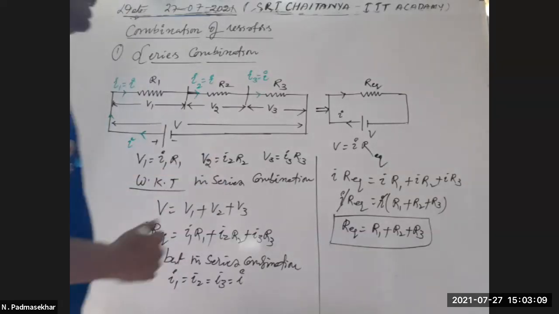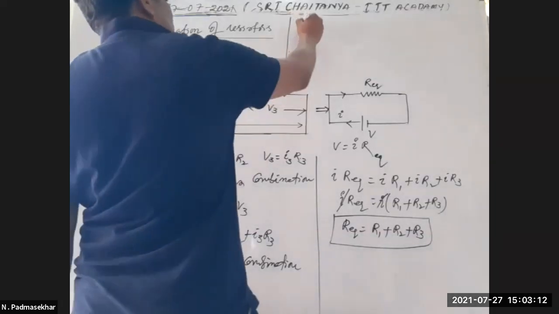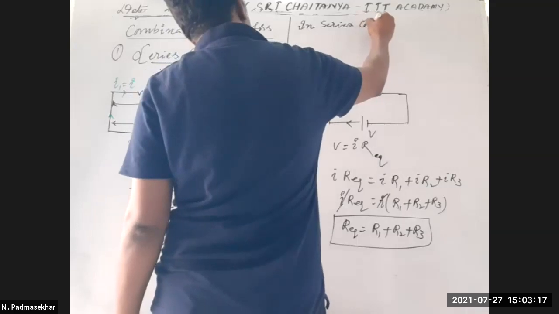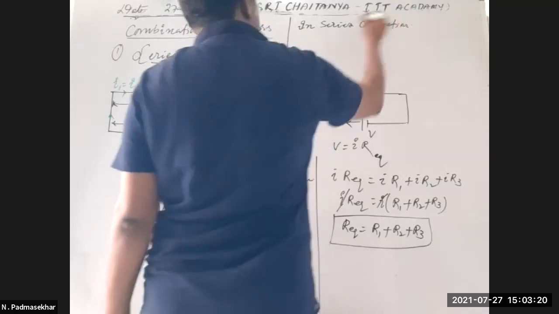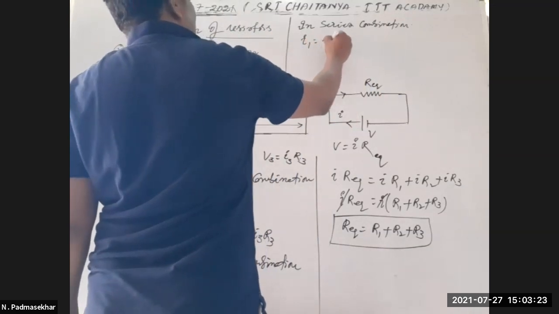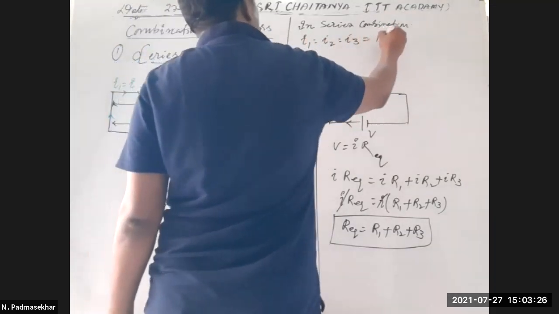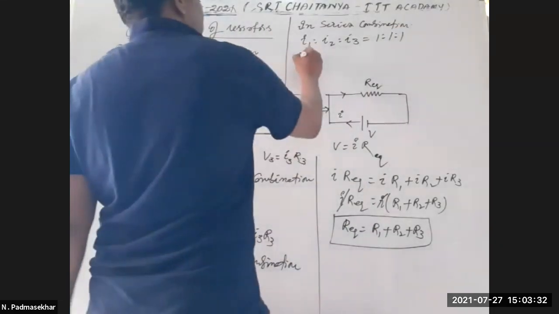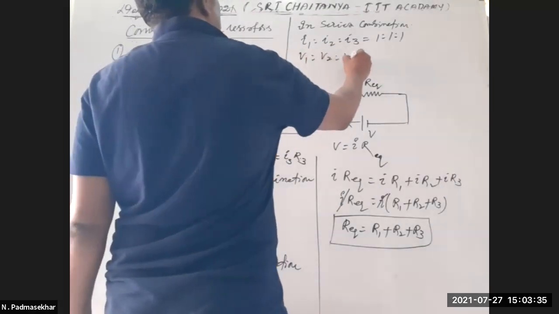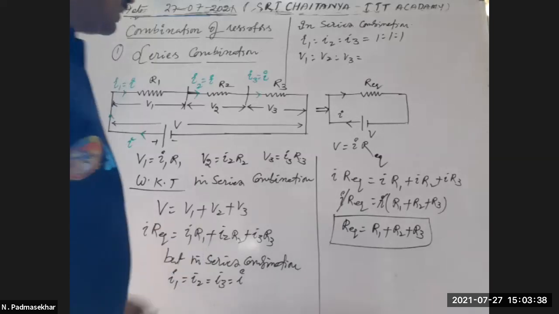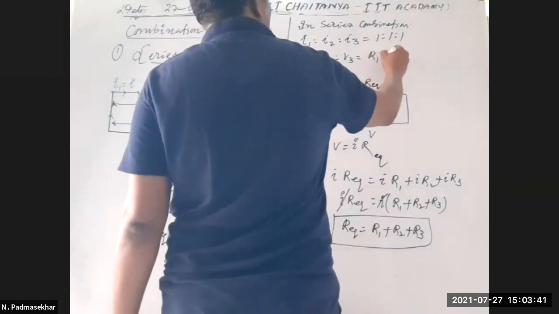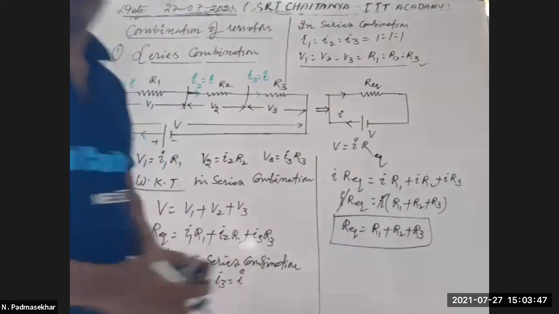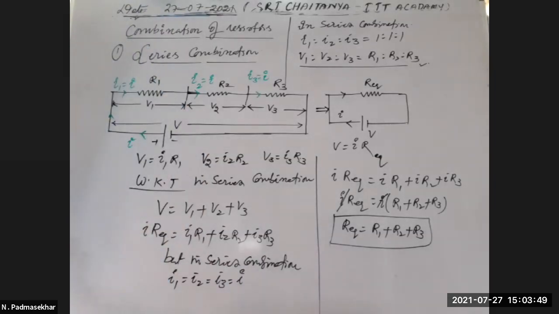In the series combination, I1 : I2 : I3 is equal to 1 : 1 : 1. The same current is passing through all the resistors. And V1 : V2 : V3, since V is equal to IR and I is the same, is equal to R1 : R2 : R3. This is in the series combination. Okay? Right?